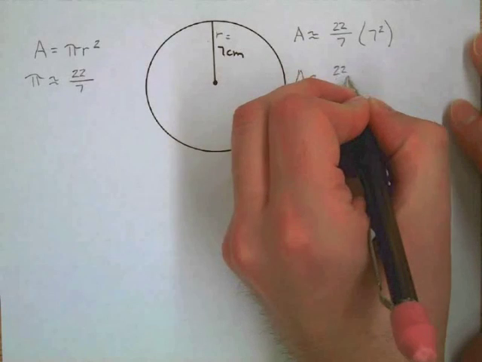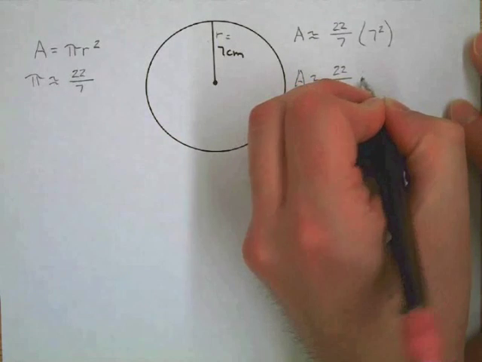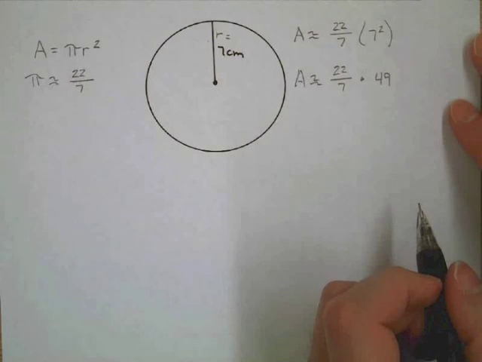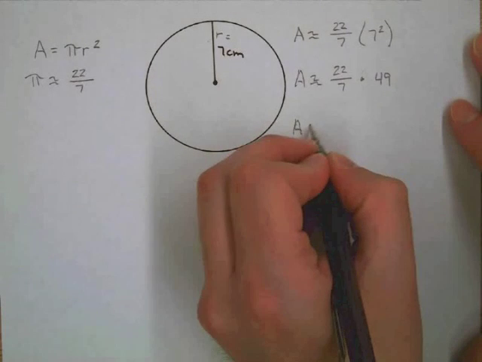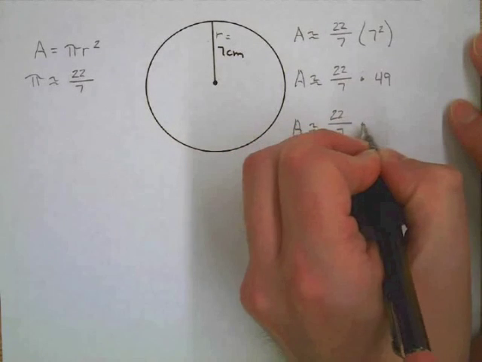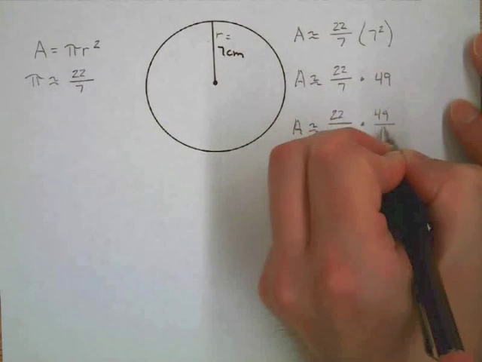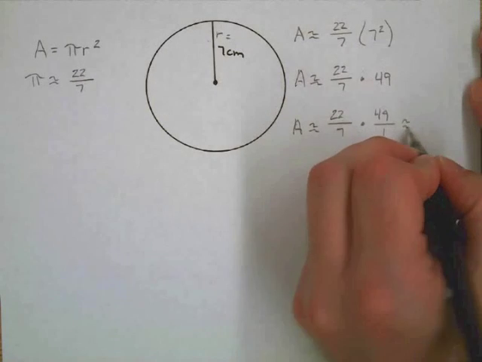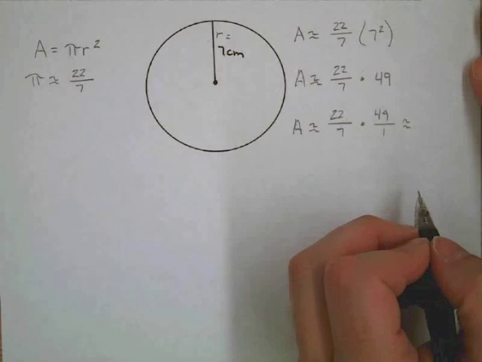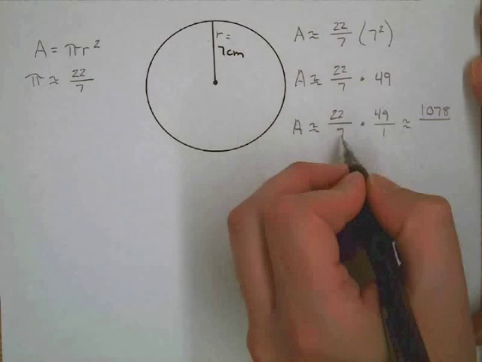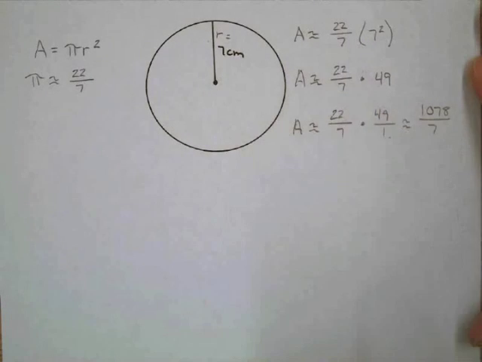So 22 sevenths multiplied by 7 squared, which is 49, 7 times 7. So our area is about 22 sevenths, and I'm going to think of 49 as 49 over 1. And I'm going to multiply that out. So 22 times 49, if I work that out, I come out with 1,078. 7 times 1 is 7, so I end up with 1,078 sevenths.